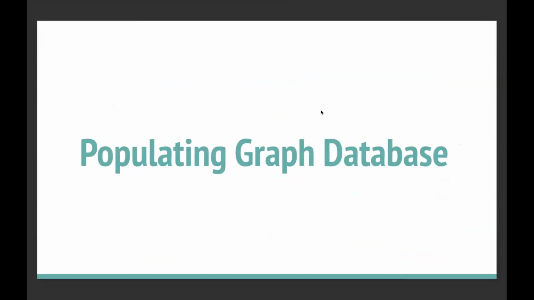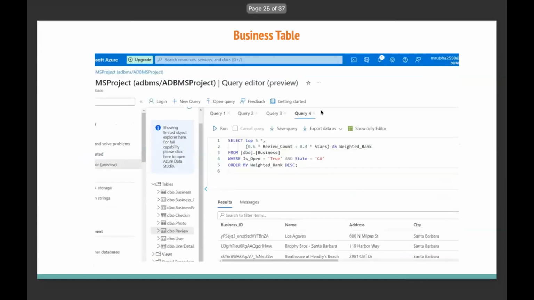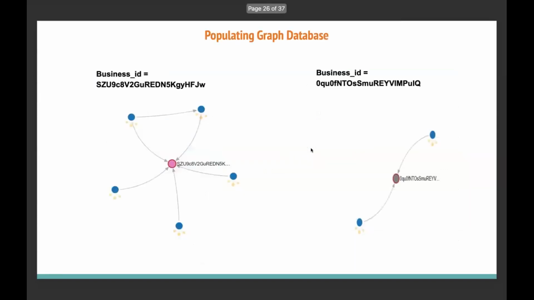Hi everyone, Ashish Pandey here. So for the graph database, we are using the Gremlin API, and we are storing business data in a business table, customer data in a customer user table, and the review in the review table. And also for this, we have assigned a weighted rank to each of the businesses. This weighted rank is assigned on the basis of the review count, how many reviews have been given to the business, and how many stars are given to that business. And based on that, we try to get the top 5 businesses based on the weighted rank.